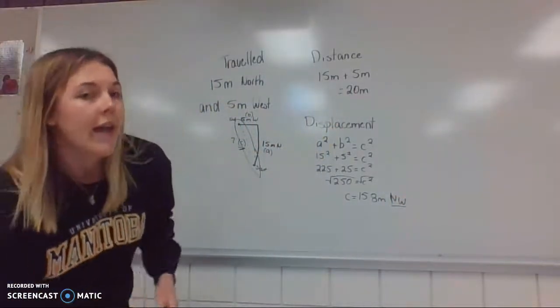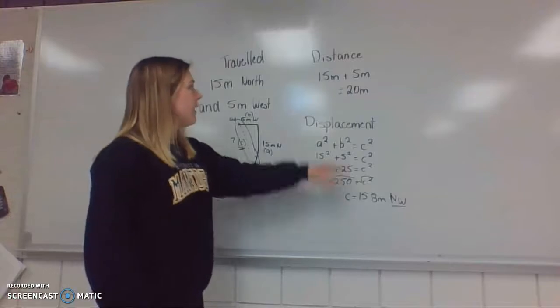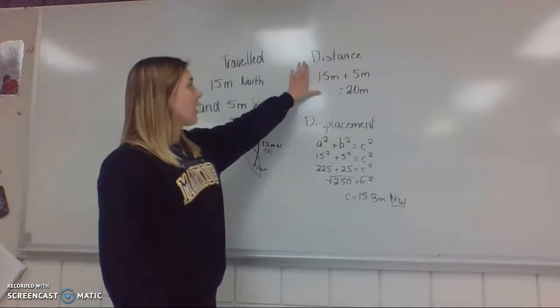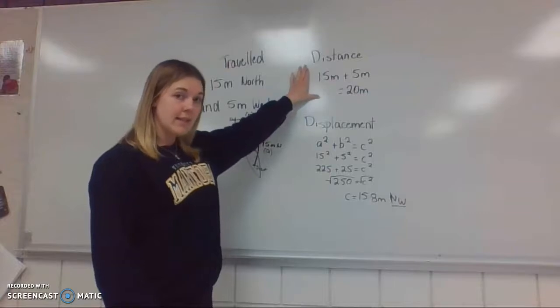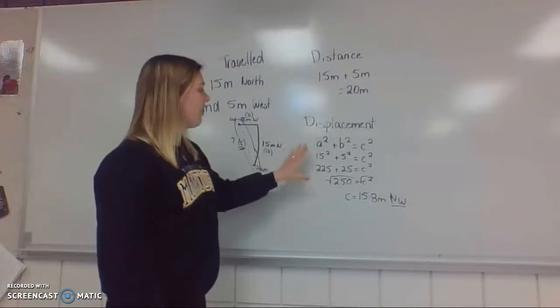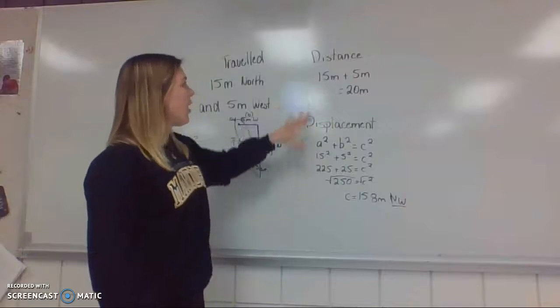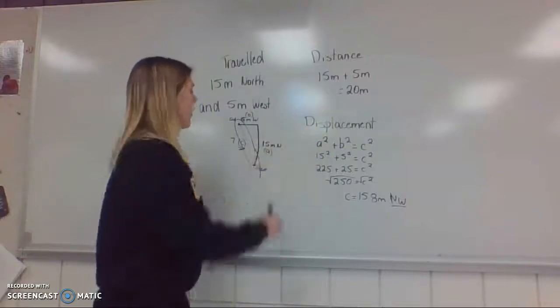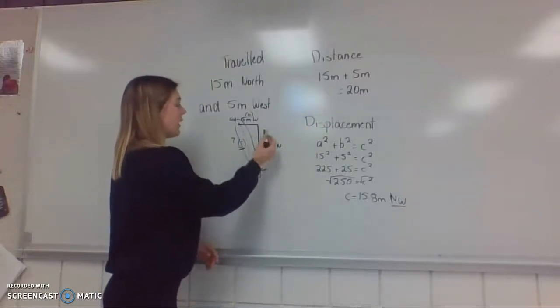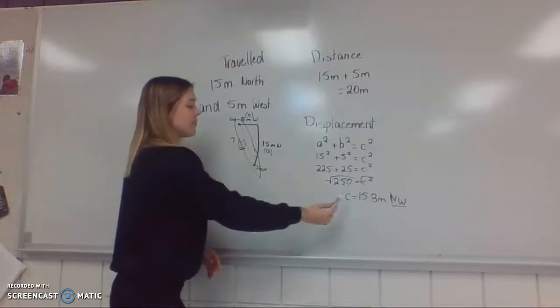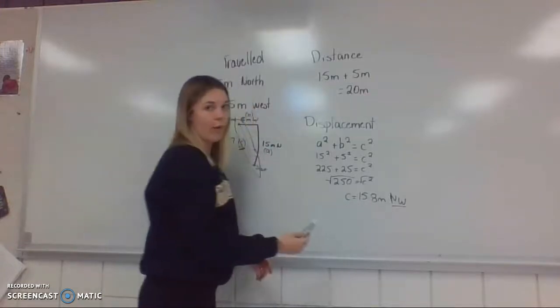So, if you wanted to use these numbers to calculate speed or velocity, you would have to make sure that when you're calculating speed, you're using distance. When you're calculating for velocity, you're using displacement. So again, these two are very different numbers, obviously. We have a distance of 20 meters, and our displacement is less than that. We were only displaced by 15.8 meters northwest.